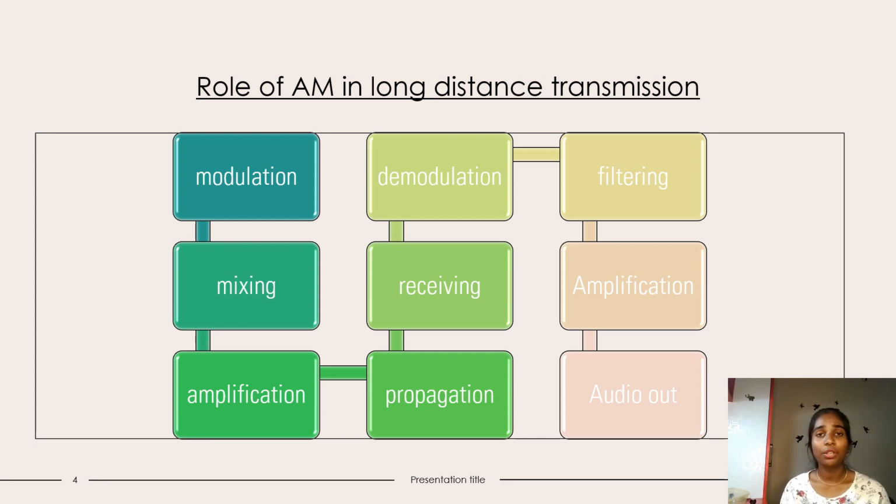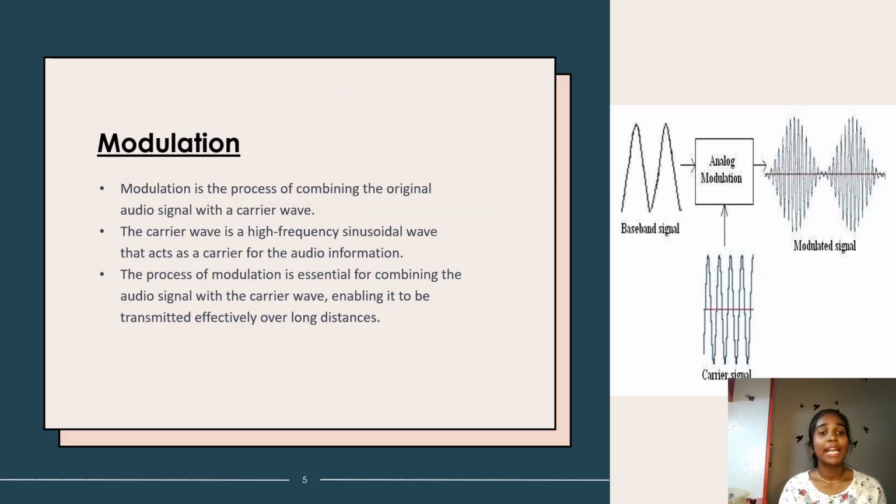Let us understand each of these amplitude modulation steps briefly. So, as I said, the first topic is modulation. Modulation is just like the amplitude modulation which I discussed in the earlier slides. That is, modulation is the process of combining the original audio signal with the carrier wave. This process is very essential for combining the audio signal with the carrier wave, which enables it to be transmitted over very long distances.